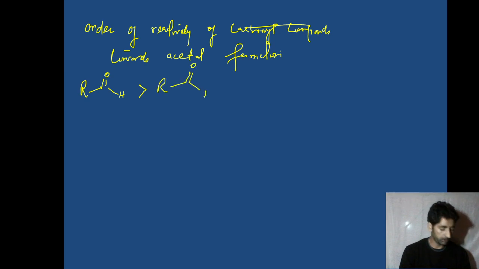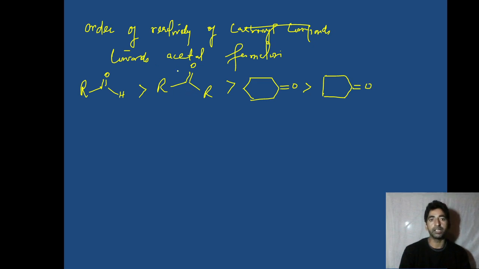Then we have ketones. Then we have cyclohexanone, that's cyclic ketones. Then we have cyclopentanone. This is the order of reactivity of carbonyl compounds, only aldehydes and ketones. First, aldehyde is more reactive. It reacts with 1,2-diol or 1,3-diol readily compared to ketone. Then cyclohexanone reacts readily compared to cyclopentanone. And then alpha beta unsaturated ketones. Now this is my alpha beta unsaturated ketone. See, this is alpha, this is beta. That's why it's called alpha beta unsaturated ketone. This is the order of reactivity.